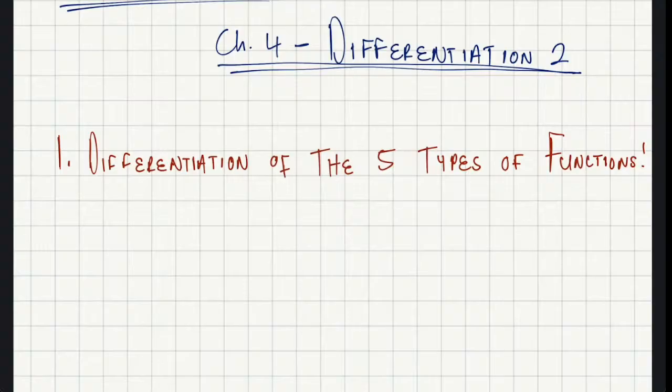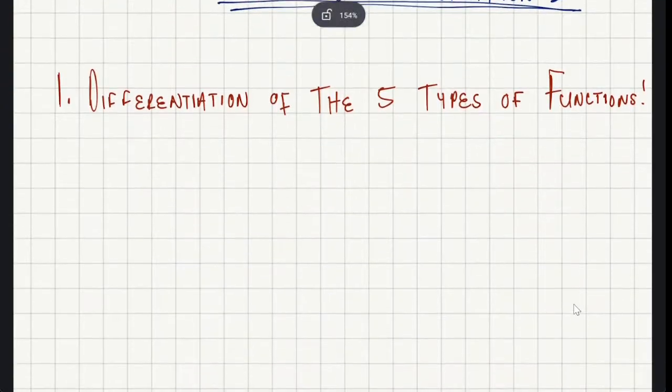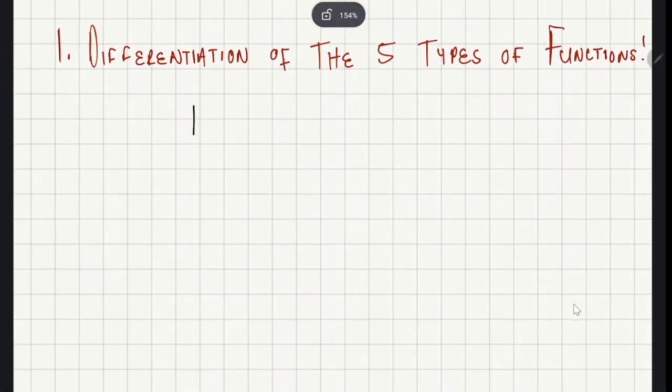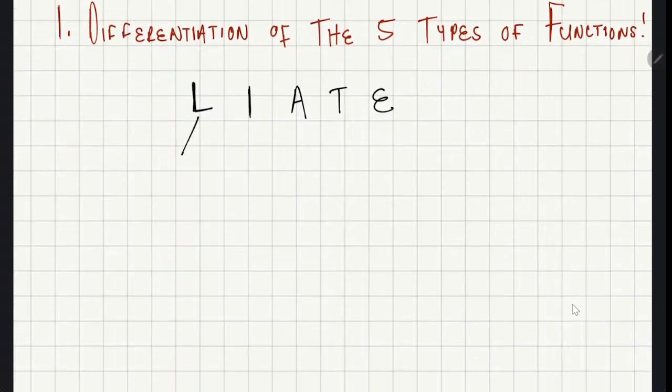So in real life, in the situations you meet in life, you can represent all the situations, engineering, medicine, all this, using functions. And there are five types of functions that you should know if you're an A-level student doing P3. We say LIATE. These are the five types of functions that every student must know. This L represents logarithmic functions.